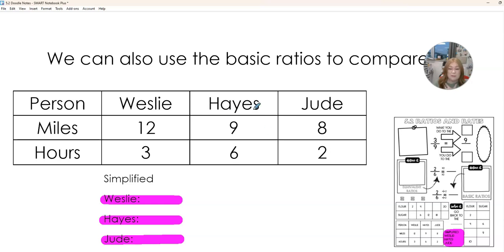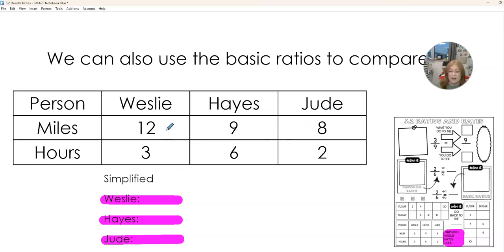Okay, we can also use our basic ratios to compare. So it's giving us this chart. So Wesley ran 12 miles and it took her 3 hours. Hayes ran 9 miles, it took him 6 hours. And Jude ran 8 miles, it took him 2 hours. So our chart's already filled out this time. And it wants to know who did equivalent running. So who was running the same speed as the other person, even though they didn't run the same distance, they may have been running the same speed.